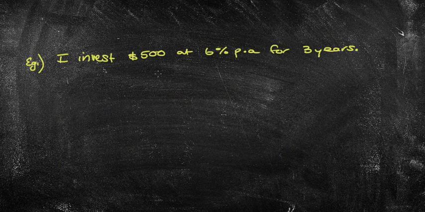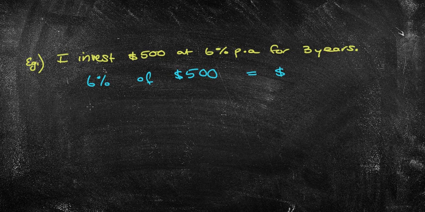So it says here that I'm investing $500 at 6% per annum for 3 years. So what that refers to is we need to calculate what 6% of $500 is. And if we can work that out, we then know how much money we're going to be given for each year that money's been borrowed for. So how do we find 6% of $500? There's lots of different ways.